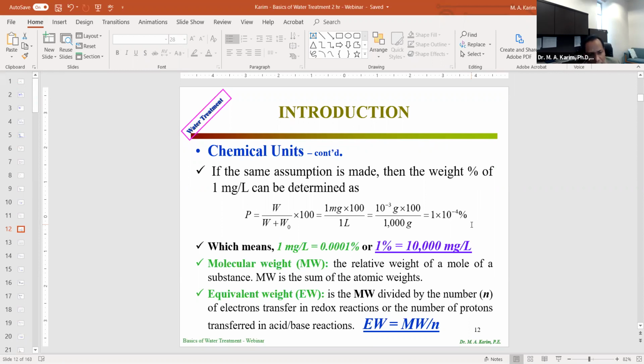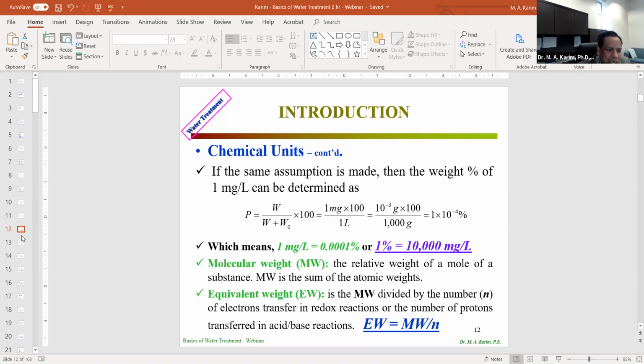But usually we use the molecular weight, because 1 molecular weight per liter of solution is called 1 molarity, and 1 equivalent weight in 1 liter of solution is called normality. Now, how can we measure the equivalent weight? If I know the molecular weight, then the equivalent weight is the molecular weight divided by n. N means the number of electrons transferred in a redox reaction or the number of protons transferred in acid-base reactions. So equivalent weight is equal to molecular weight divided by n.